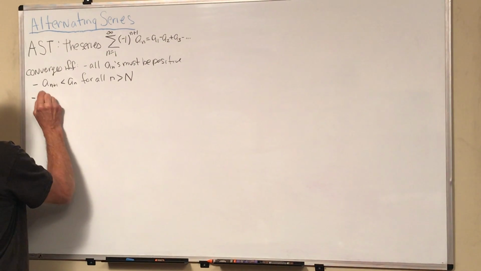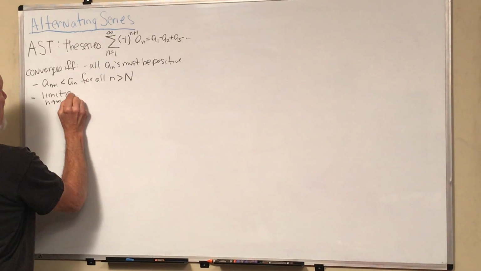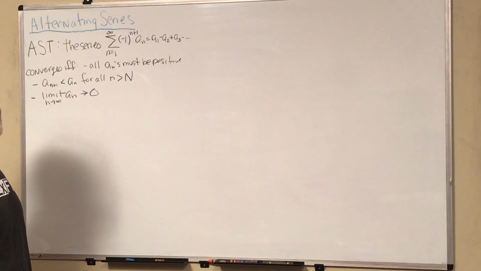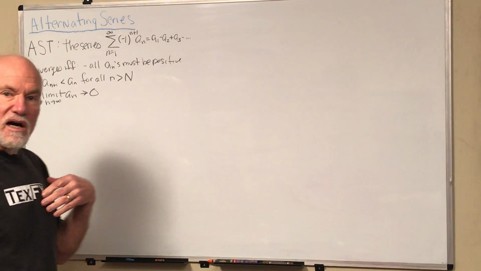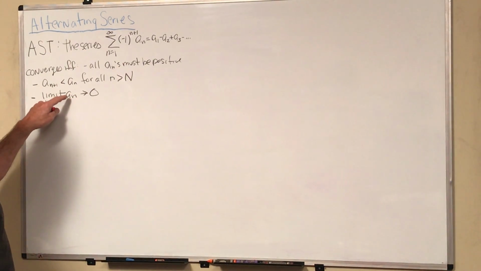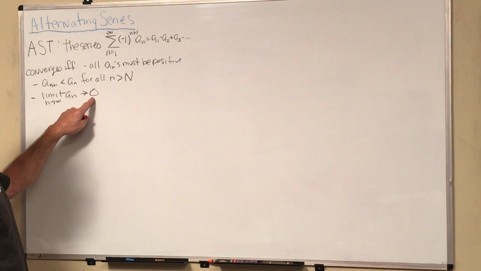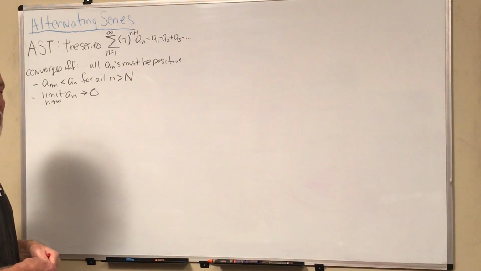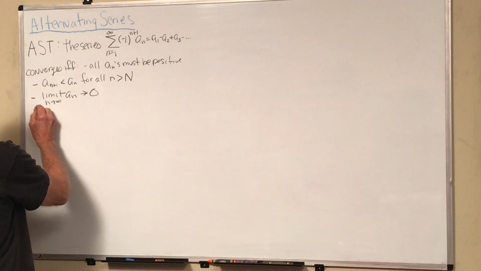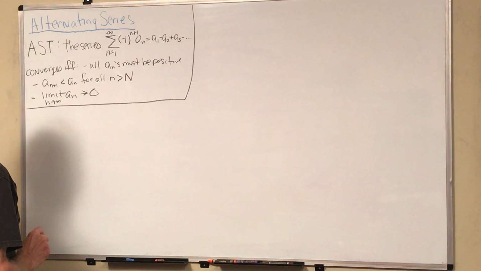And then lastly, the limit as n approaches infinity of a sub n must go to 0. So just like with positive terms, we had the nth term test that said a sub n had to go to 0. This is true also for alternating series. You can't really be adding up things that still accumulate. So, since this is the only test we have, we should probably prove it.